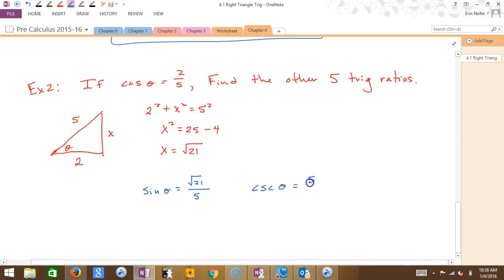Now can I leave this? You do. Okay, you're going to become very good at quickly doing this. How do I get rid of that square root in the bottom? Just multiply, right? We're going to multiply by the square root of 21. Okay, this is going to quickly become 5 square root of 21 over 21.